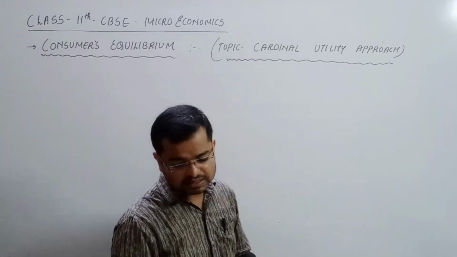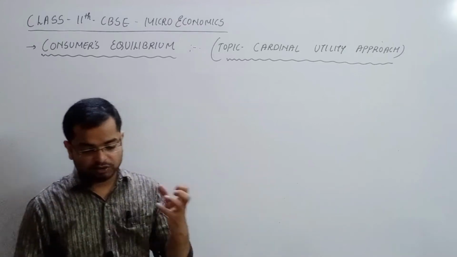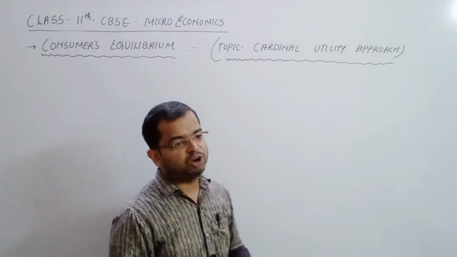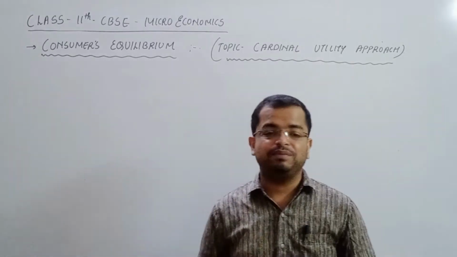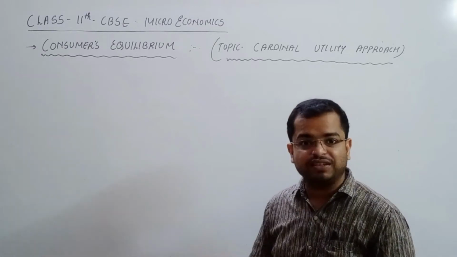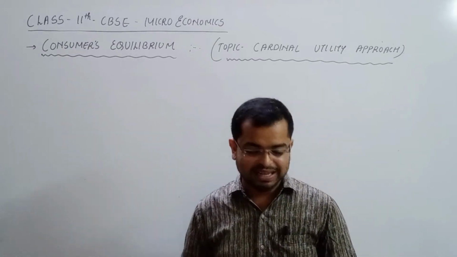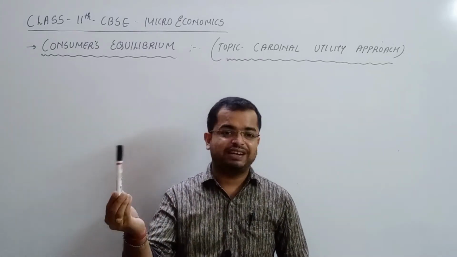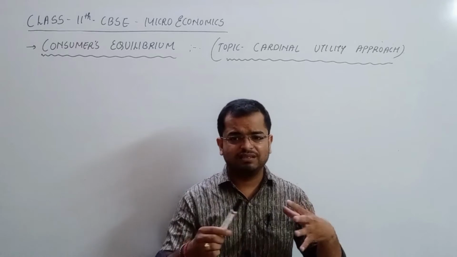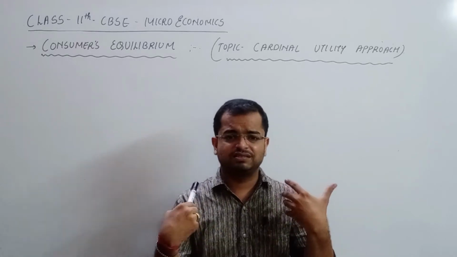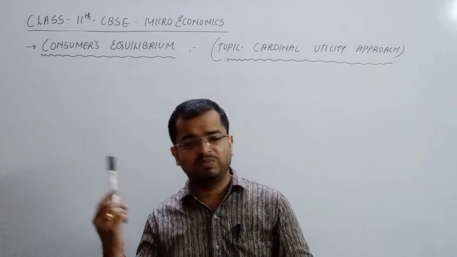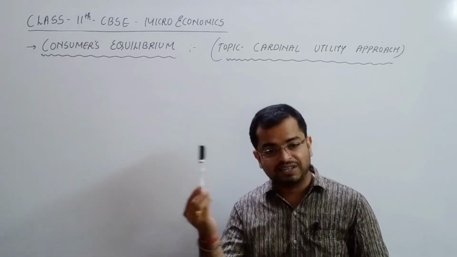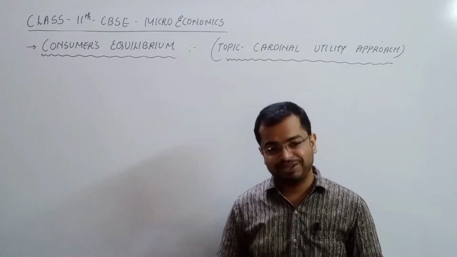So here utility means the satisfaction derived from the commodity. Utility, that means the satisfaction derived from a particular commodity. If I am having this marker, the level of satisfaction derived right now from this marker, I cannot express in words how much satisfaction I am getting from it. The level of satisfaction which I am getting is called utility.